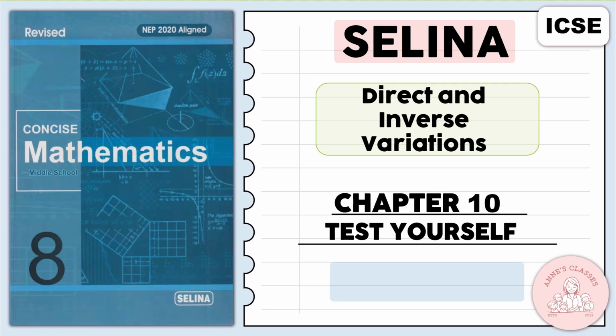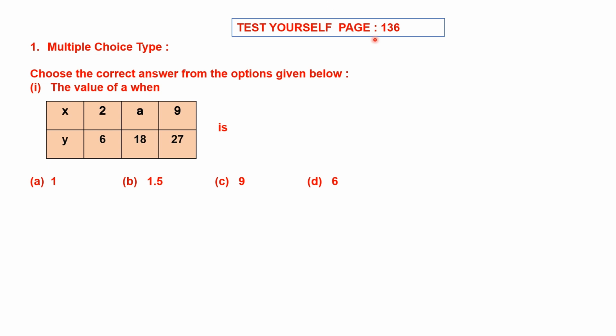Let's do direct and inverse variations, chapter 10, test yourself. This is found on page number 136 and question 1 is the multiple choice type. Choose the correct answer from the options given below.